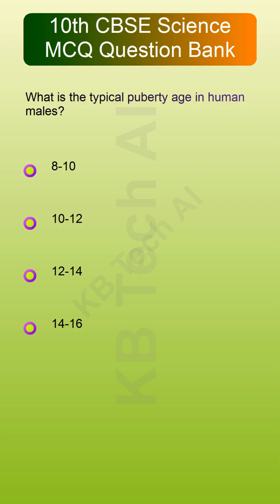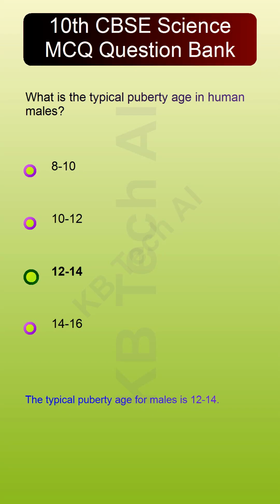What is the typical puberty age in human males? Option 1, 8 to 10. Option 2, 10 to 12. Option 3, 12 to 14. Option 4, 14 to 16. The answer is, option 3, 12 to 14.